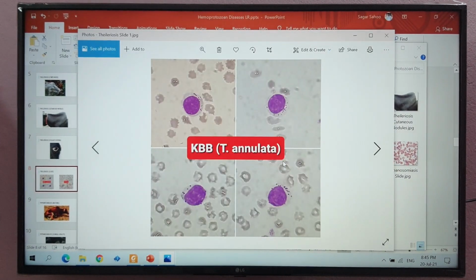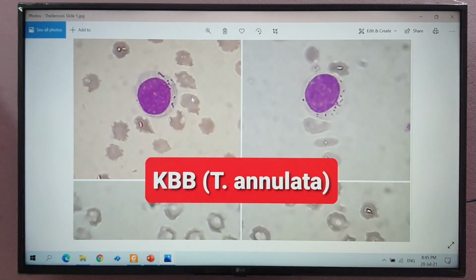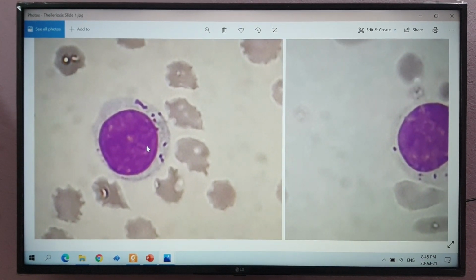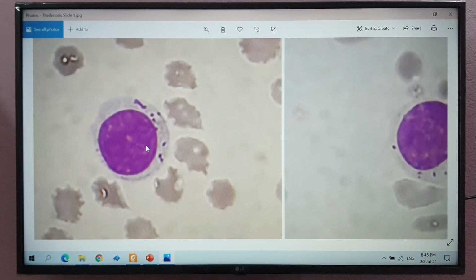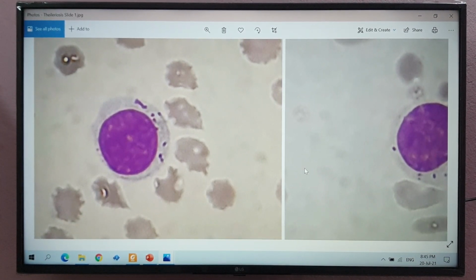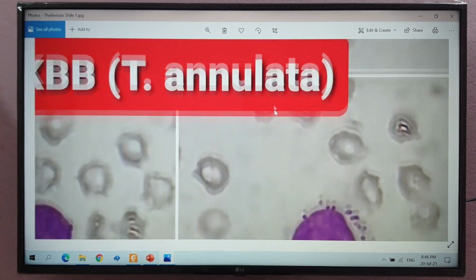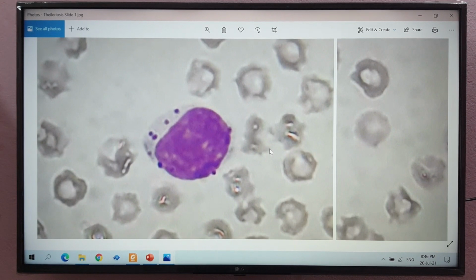You see, this is Koch's blue body, KBB. You can see here. See, this is KBB. You can see this is a lymphocyte. You can see the nucleus is pushed towards one side, and you can find the Koch's blue body. Here you can see the nucleus is eccentric. Okay, here are some Koch's blue bodies and another two. Here you can see this one and also this one. Okay, so this is the Koch's blue body.